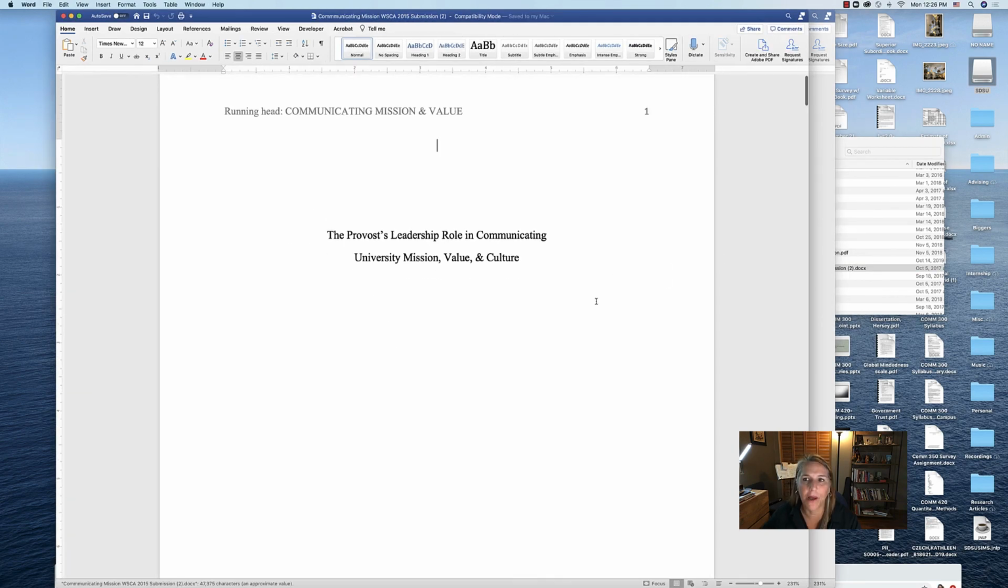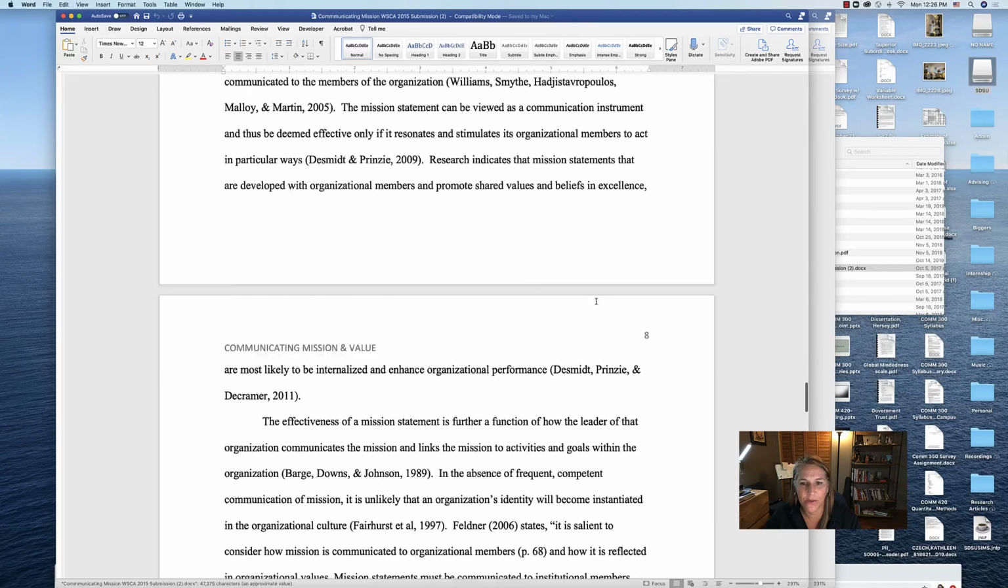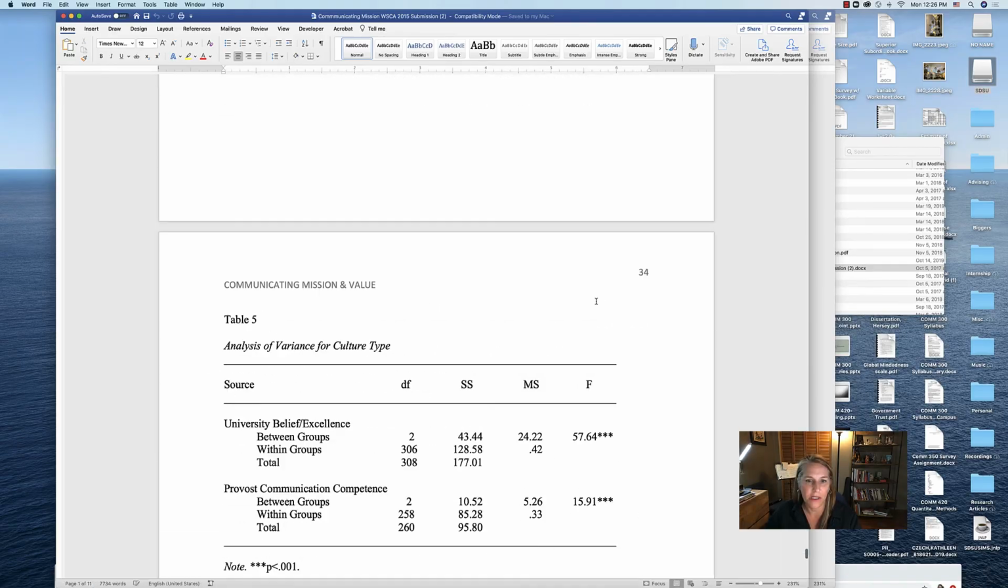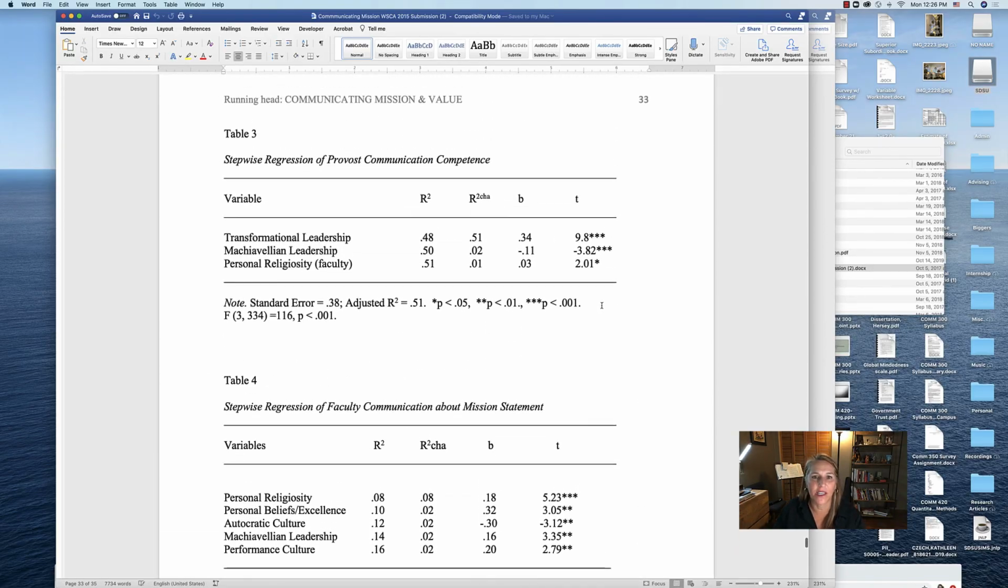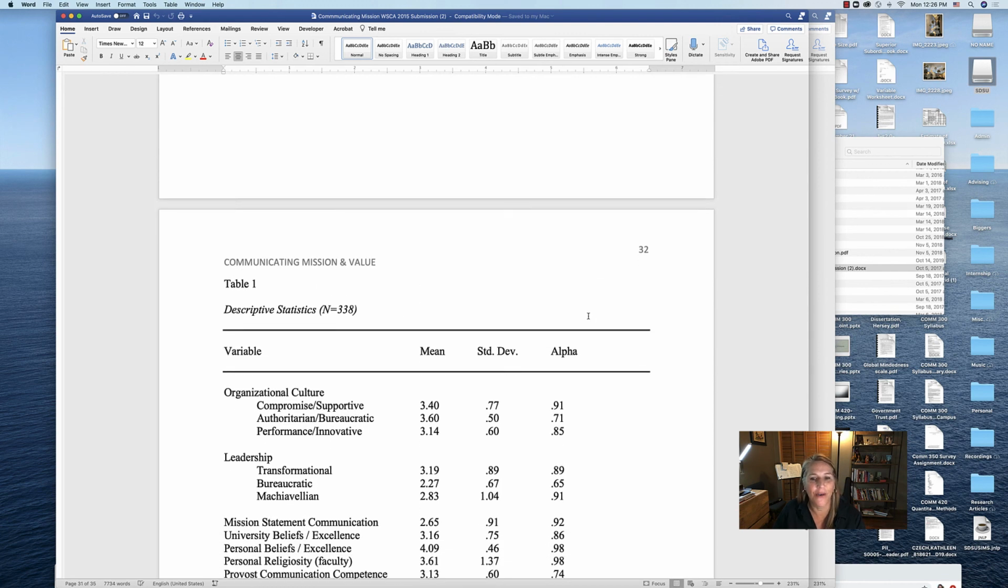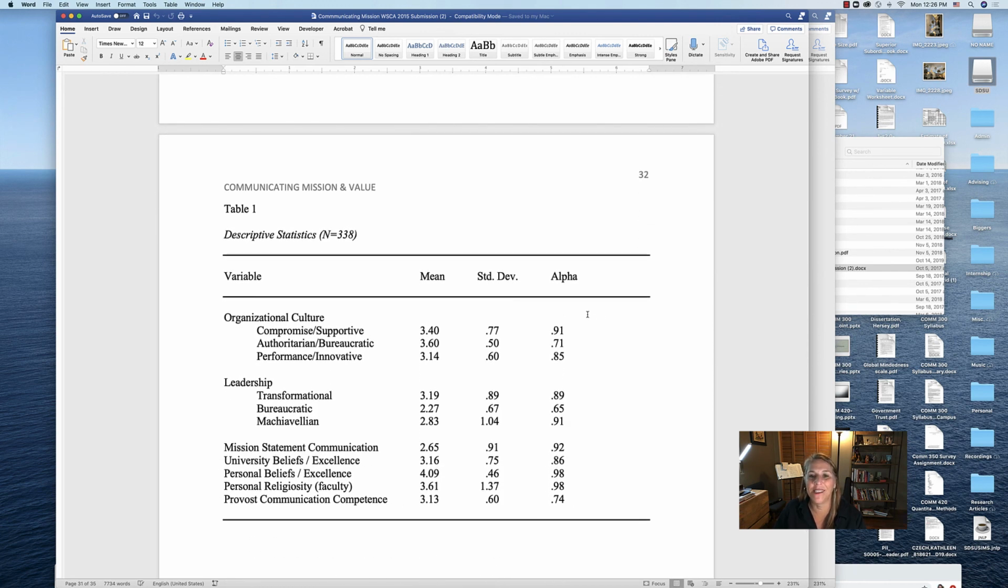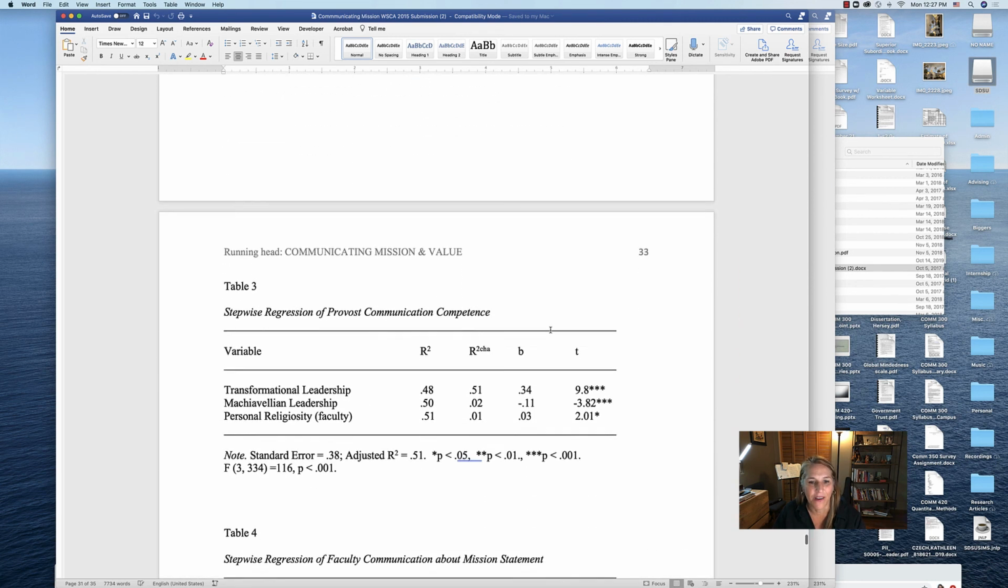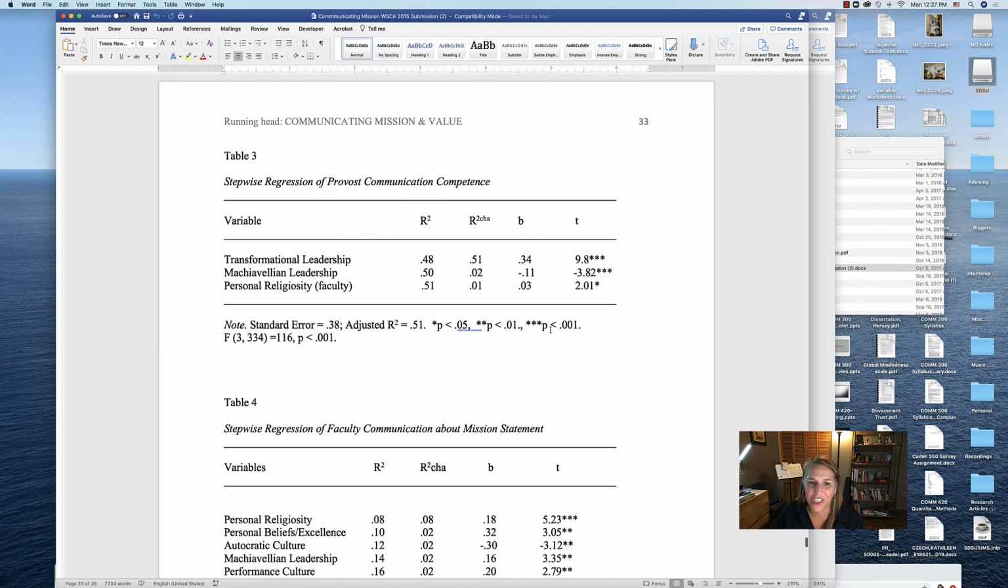Let me pull this one up because this is one of my papers, so I know it's in here. Okay, so let's take a look as we're going through here. Here we go. You guys know this table, right? It's descriptive statistics, mean, standard deviation, the alpha level. All right, this is a regression. And this is a stepwise regression. We're looking for R squared.